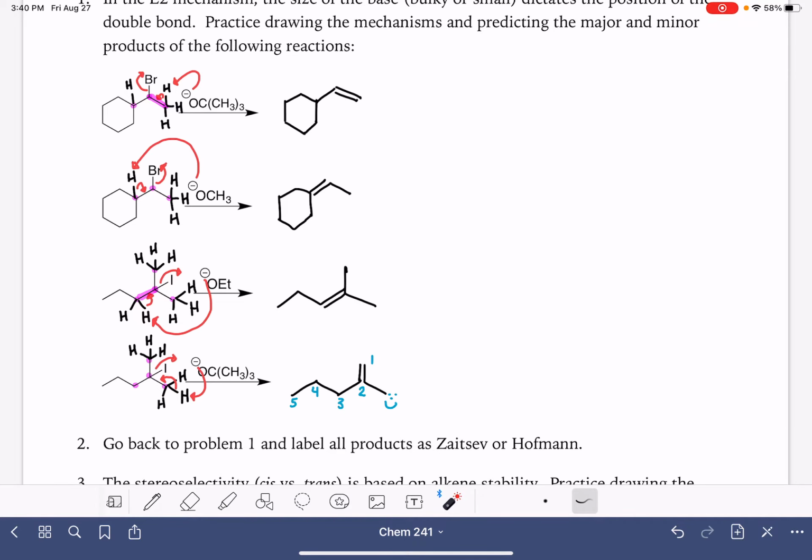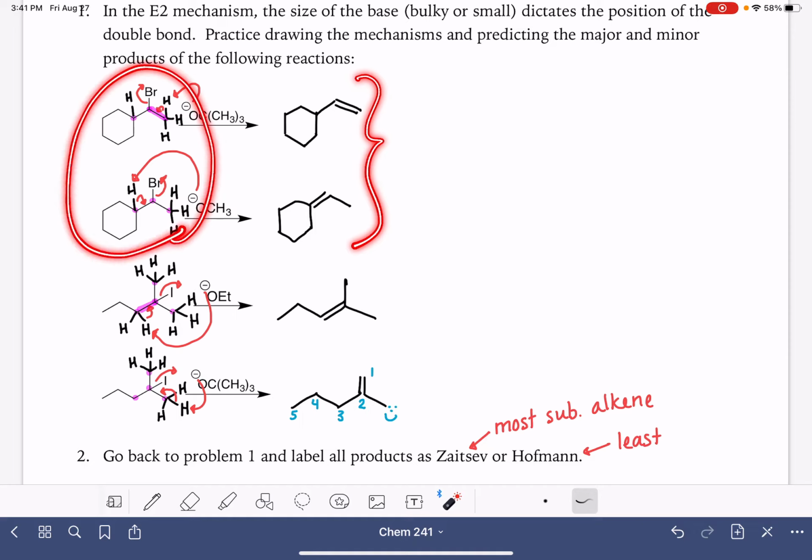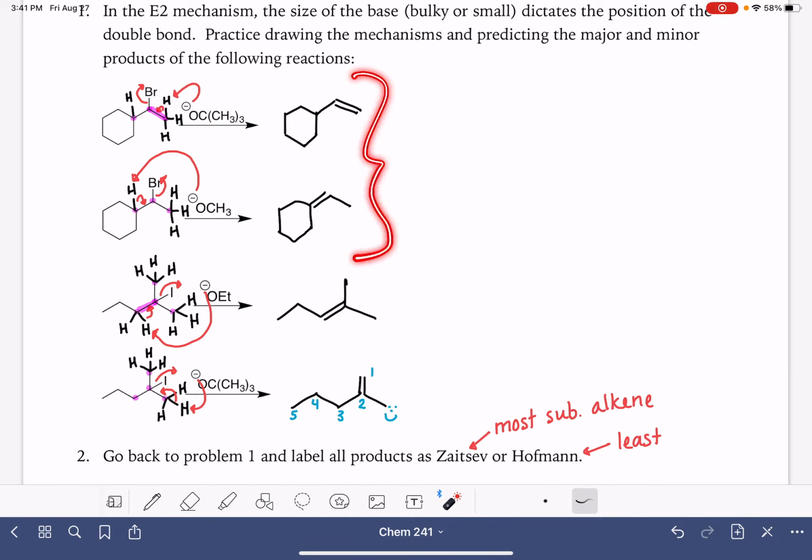Okay, so now we're going to label all of these products as Saytzeff or Hofmann products. The Saytzeff product is the most substituted alkene, and the Hofmann is going to be the least substituted alkene. And so that's going to come from comparing not all four of these to each other, but comparing the two products that came from the identical reactant. So comparing these two to each other.